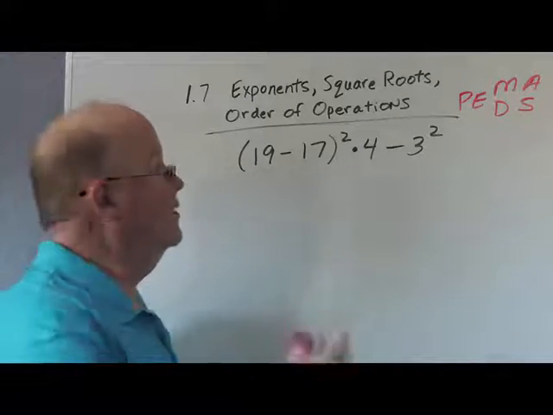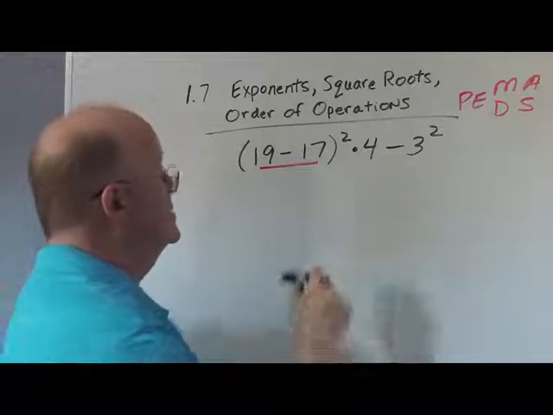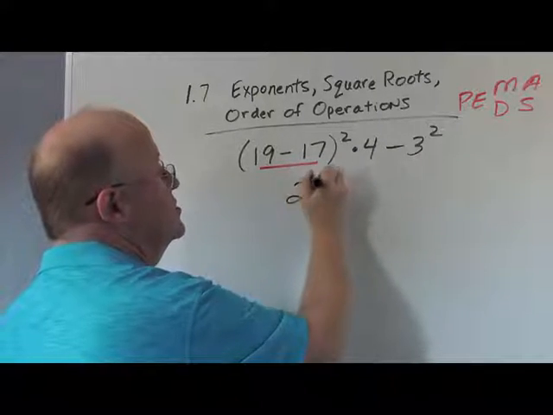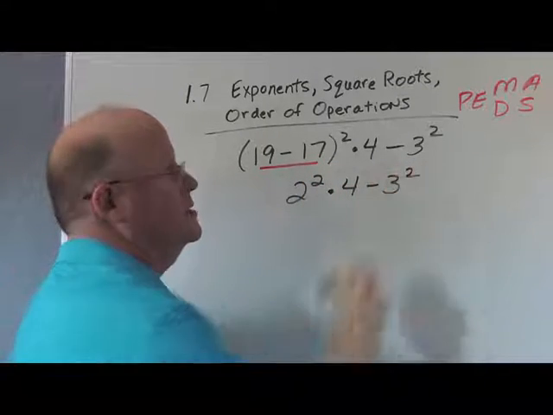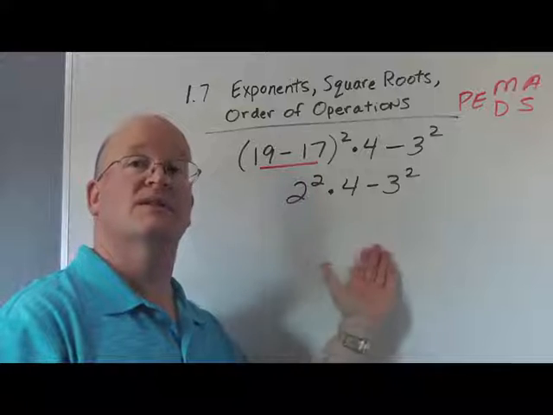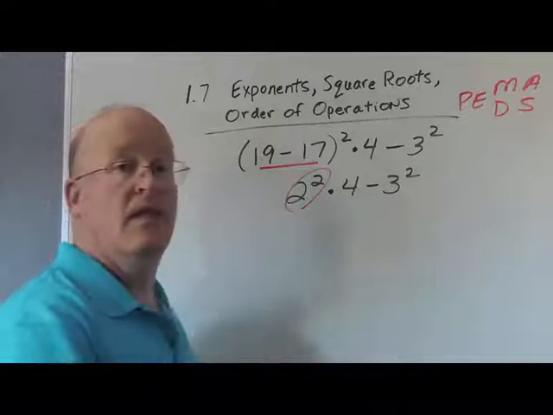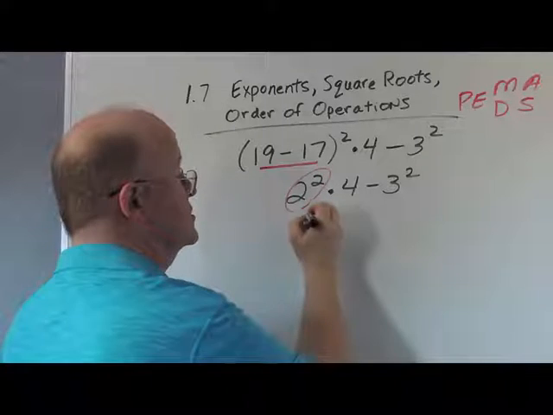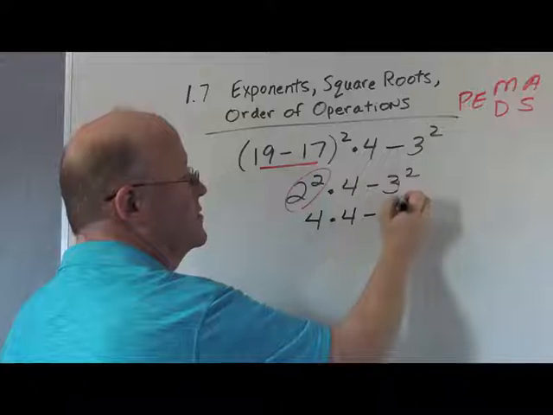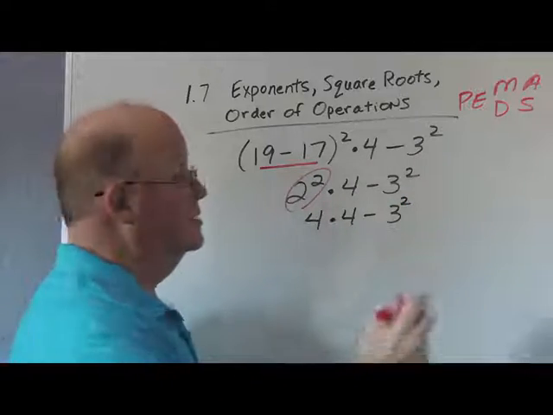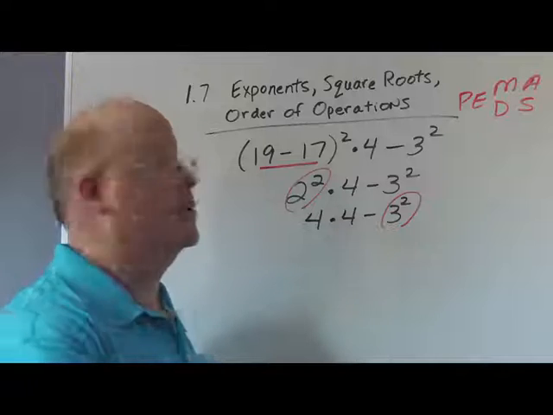Again, we're going to begin with the expression inside the parentheses. 19 minus 17 is 2. So we're going to have 2 squared times 4 minus 3 squared. There are no parentheses, so we move on to E for exponents. And the first exponent we see is here at the left, so that's what we're going to do first. 2 squared is 4 times 4 minus this other 3 squared.